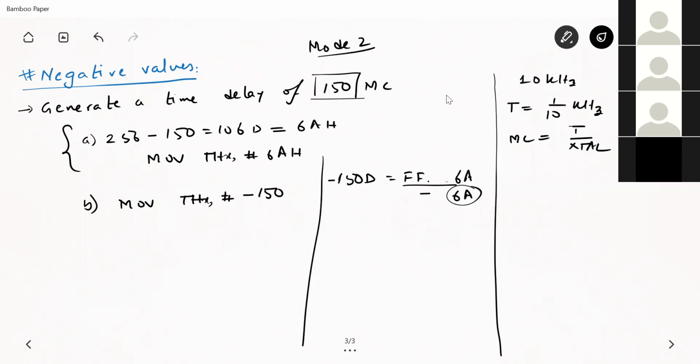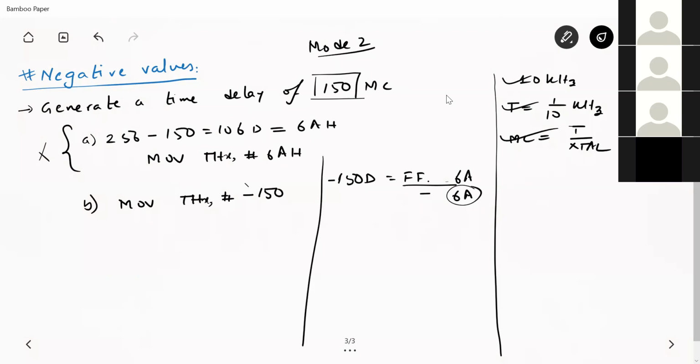Sir, can you repeat again? Okay, what I'm saying is, if you are in mode 2 and after all these calculations, you have found out how many machine cycles you need, then after finding the machine cycles, you don't have to do this calculation. This is not necessary. Instead, you can simply move the negative of the calculated machine cycle into TH, and by that you will get your expected result. That is what I have just proved.